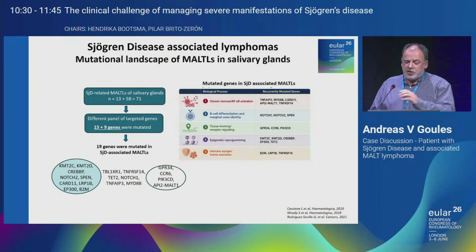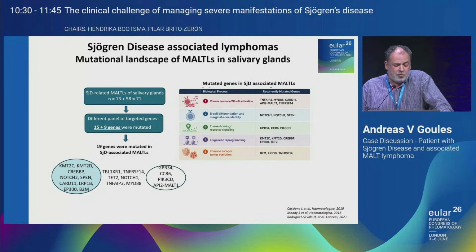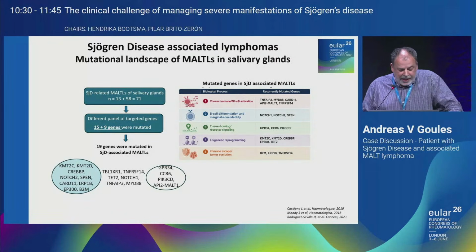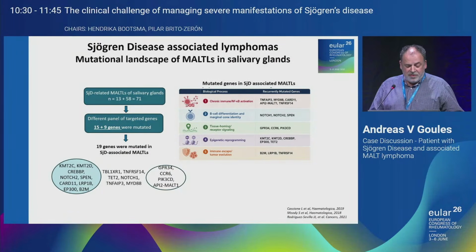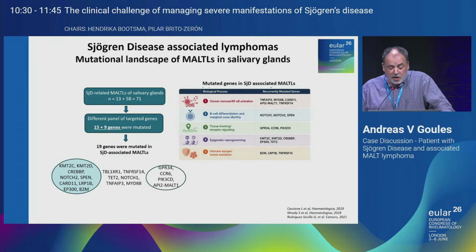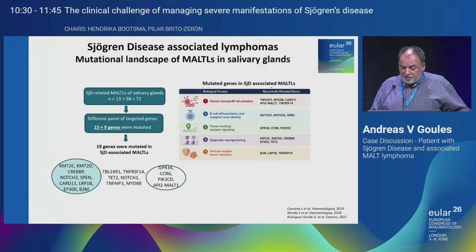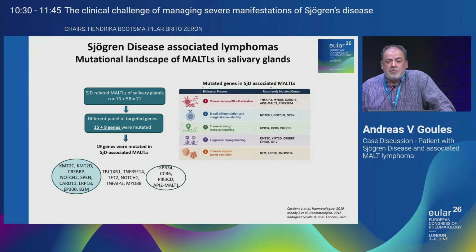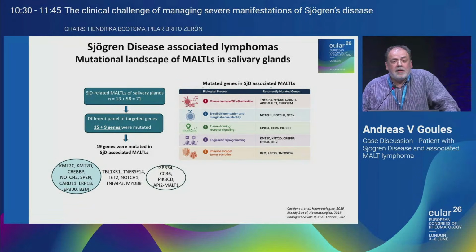And this is the mutational landscape of MALT lymphomas in salivary glands, data originated from two main studies, analyzing 71 samples, ending up with 19 genes which were found mutated at the level of salivary glands in patients with MALT lymphomas. And these genes are associated with specific biologic processes: NF-kappa B activation, B-cell differentiation, tissue homing, epigenetic reprogramming, and immune escape. The mutational landscape of MALT lymphomas associated with Sjögren is still dark.